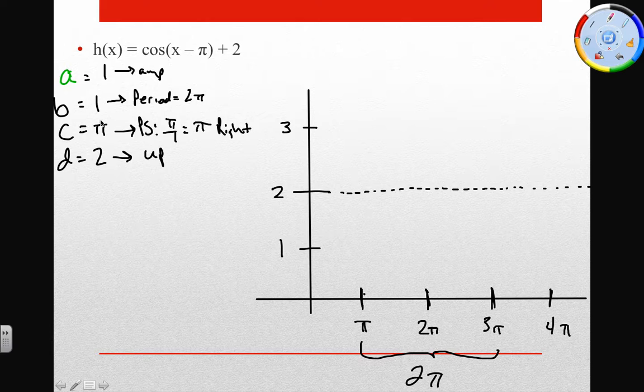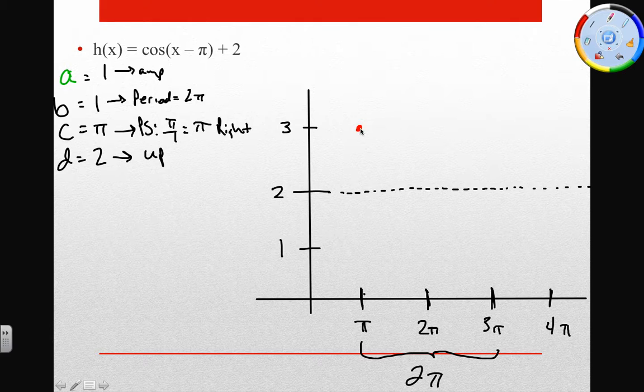And we're going to go ahead and do this. All right, so this is cosine on my axis. So be careful here. Cosine, first of all, normally starts up. But the thing is, I need to shift to the right pi units. So I'm going to start right there.